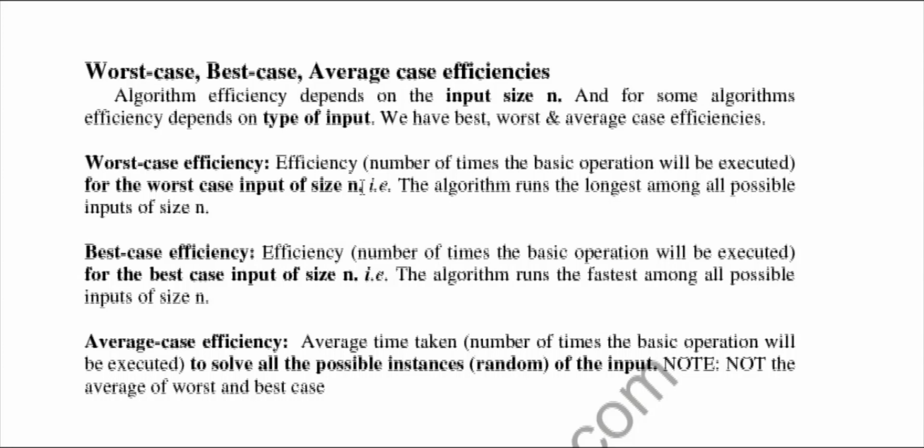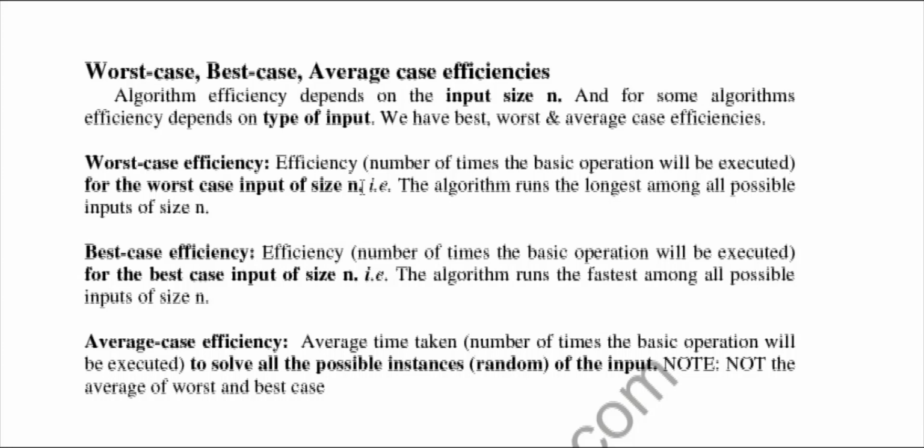The first is worst case efficiency. The worst case efficiency is the efficiency for an input of size n, where n is the number of inputs. The worst case depends upon its input size n. So the algorithm runs longest among all possible inputs of size n. That means the algorithm is going to run the longest.